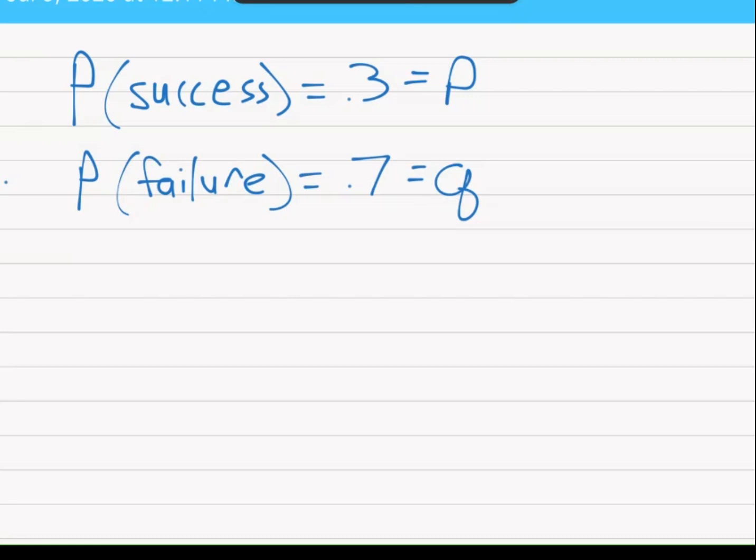So in the summary chart I just showed you, we have P is the probability of success, so P equals 0.3, Q is 1 minus P.